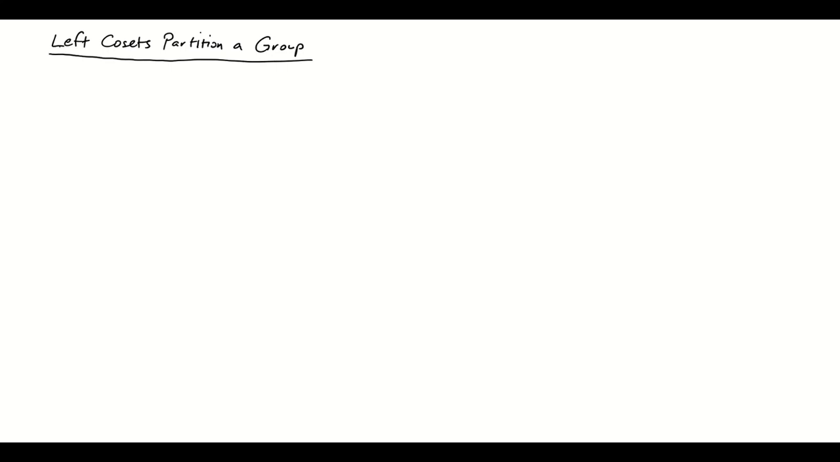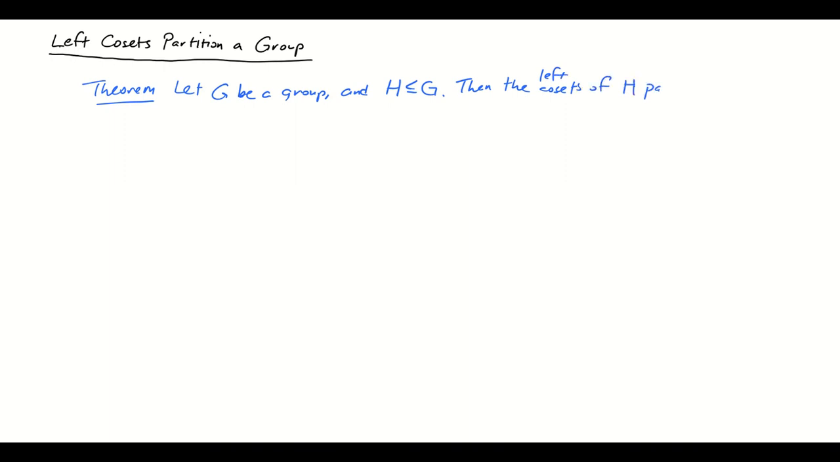In this video, we're going to prove an important and very useful theorem about the left cosets of a certain subgroup of a group. So here's the theorem. Let G be a group, and let H be a subgroup of G. We're going to show the cosets, the left cosets of H, partition G.